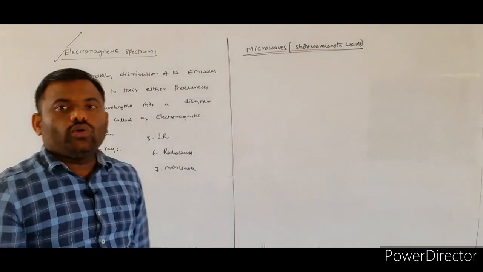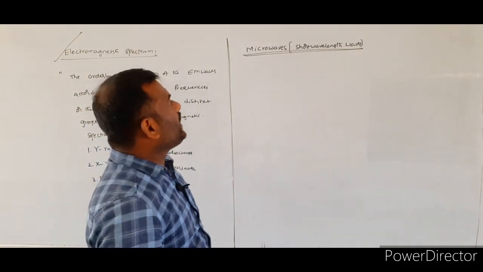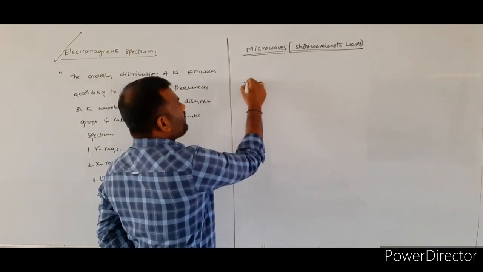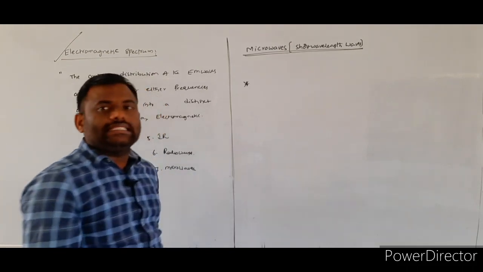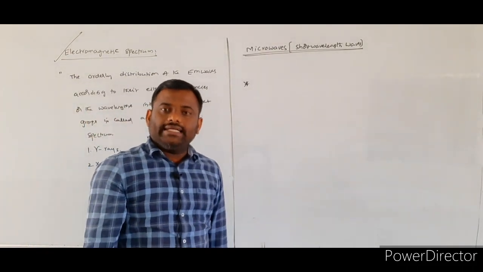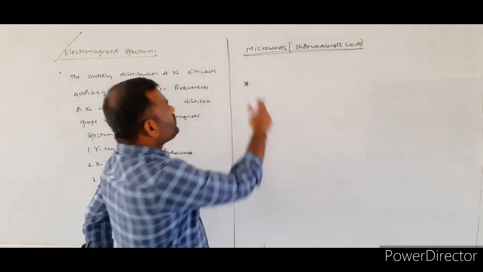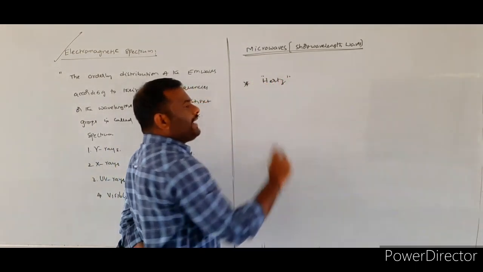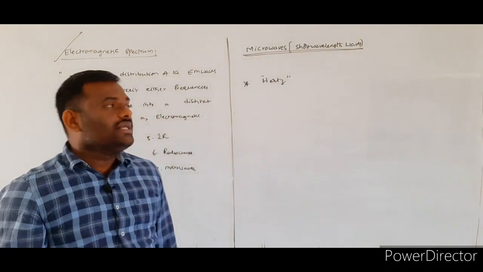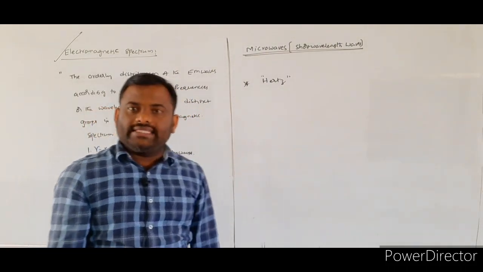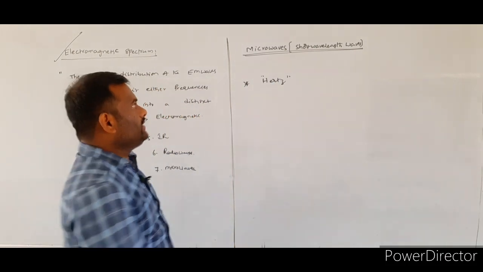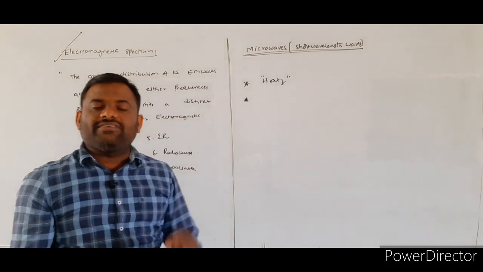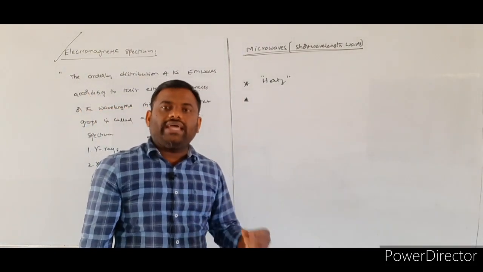Next concept is microwaves. Microwaves are short wavelength waves. Who discovered the microwaves? They were discovered by the scientist Hertz, who was the first to discover the existence of microwaves. In the case of microwaves, we measure their frequency values instead of their wavelengths.